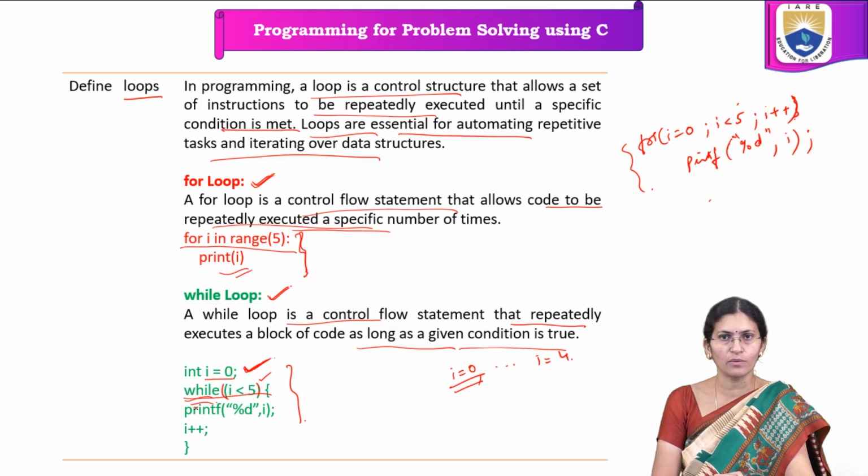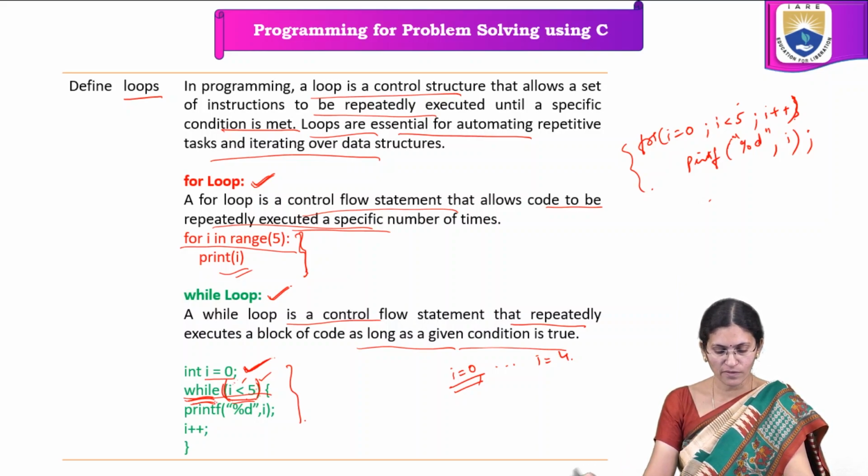Here while is a keyword, that means it is a reserved word. We cannot use it for any other purpose. Inside this we have written a condition. The condition is I less than 5. Here we have two operands and one operator. The output of this will be evaluated to either true or false, that is, true means 1 and false means 0.